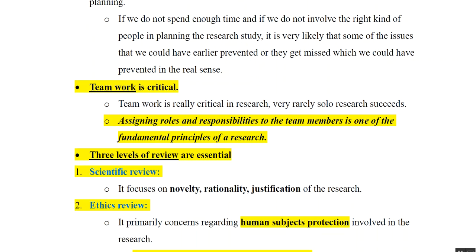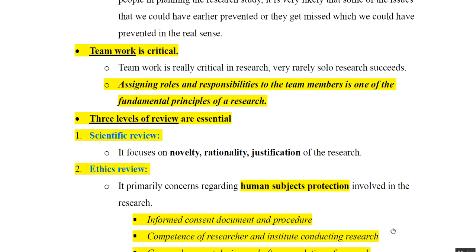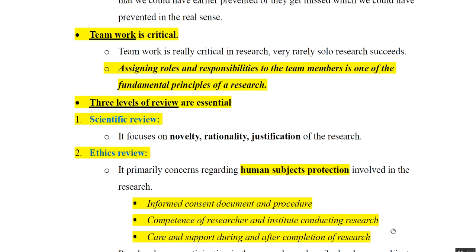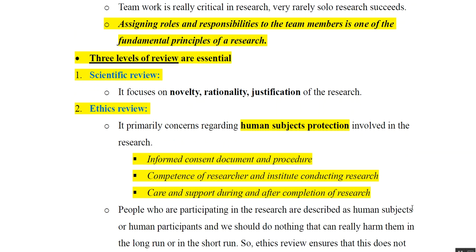The second review is ethics review. It primarily concerns human subject protection. So that means protection of study participants. For that, it involves various procedures and documentation review. For example, informed consent documents and procedure, competency of research institute as well as the researchers who are conducting the research, and finally care and support during as well as after the completion of research. The people who are participating in research are described as human subjects or human participants, and we should do nothing that can really harm them in long run, and that is checked in this ethics review.